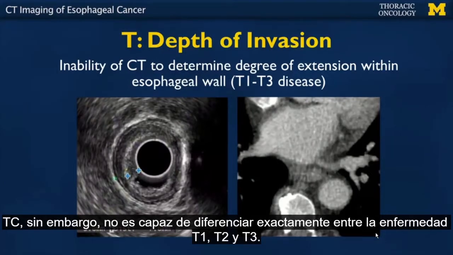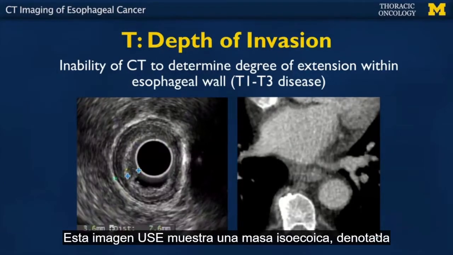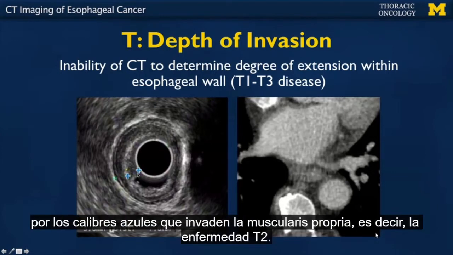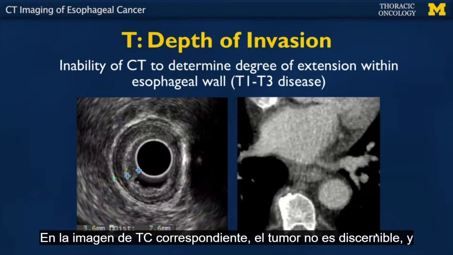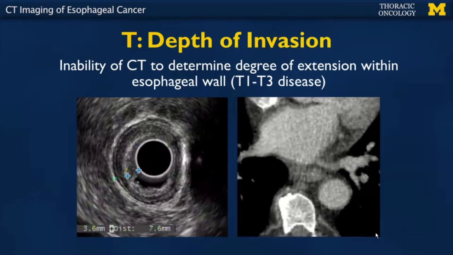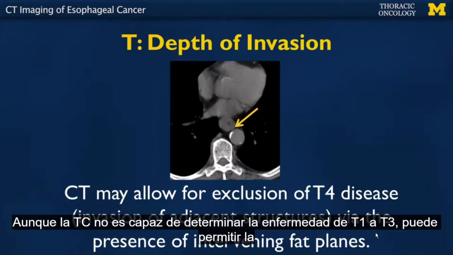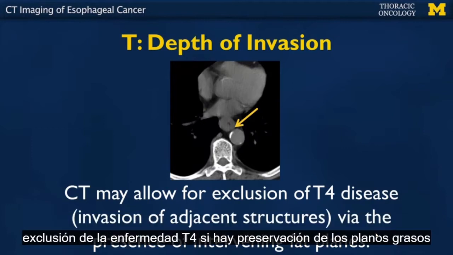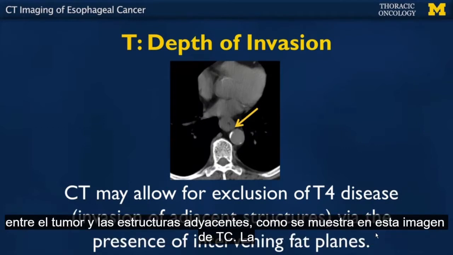This EUS image shows an isoechoic mass, denoted by the blue calipers, invading into the muscularis propria, that is T2 disease. On the corresponding CT image, the tumor is not discernible, let alone the degree of wall invasion. Although CT is not able to determine T1 to T3 disease, it may allow for exclusion of T4 disease if there is preservation of the fat planes between the tumor and adjacent structures, as shown on this CT image.